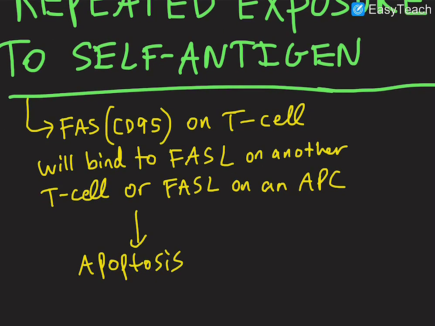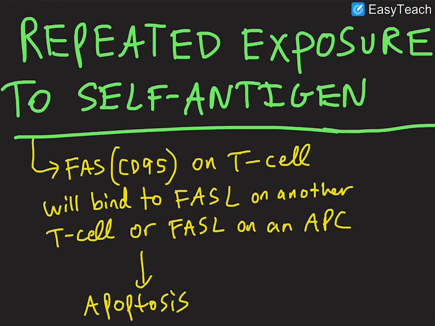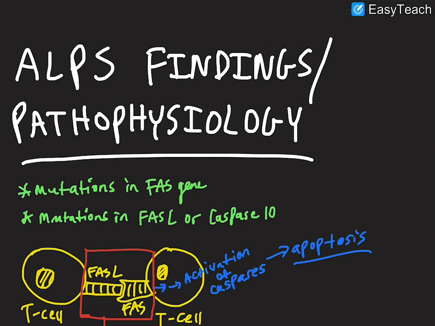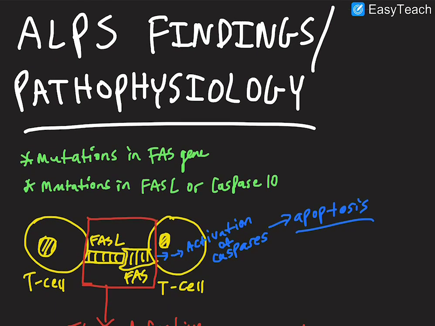And as we said before, repeated exposure to self-antigen without the expression of B7 and CD28 will lead to T cell apoptosis due to the Fas and Fas ligand pathway. Okay, so let's see what we have now. As we were saying, we're really honing in on the Fas and Fas ligand pathway and caspases. The reason for this is because in autoimmune lymphoproliferative syndrome, you have mutations in the Fas gene, or mutations in Fas ligand or caspase 10.